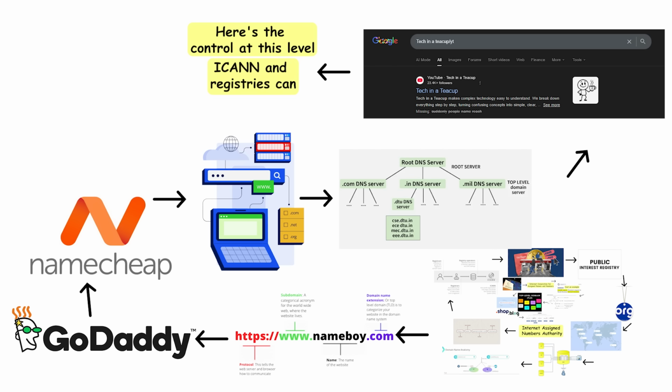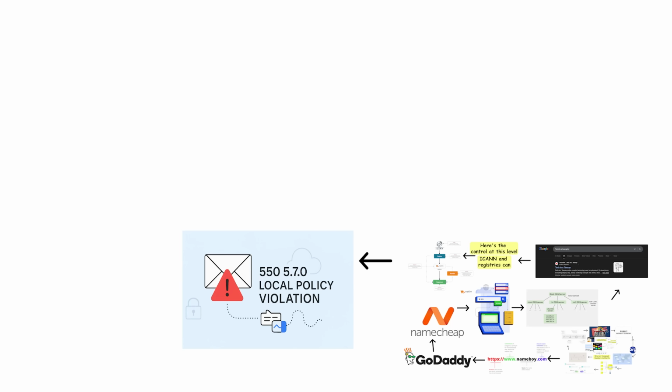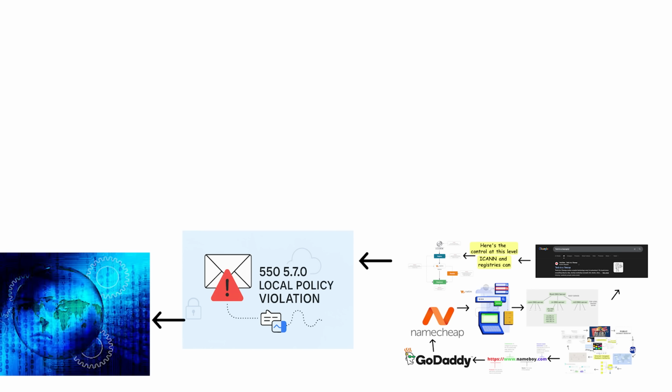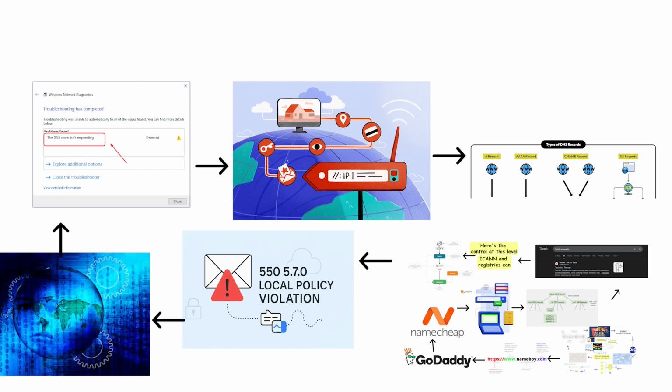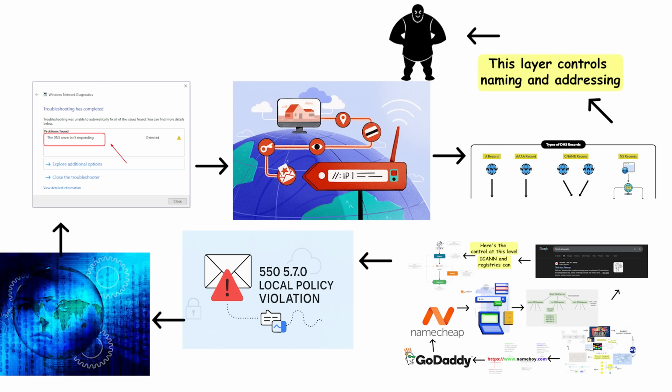ICANN and registries can decide which domains exist and which don't. Revoke domains for policy violations or legal orders. Block certain names from being registered. But even this isn't total power. If DNS stopped working, people could still connect using IP addresses directly, and alternative DNS systems exist, though they're not widely used. This layer controls naming and addressing, which is huge, but it's not the same as controlling the network itself.